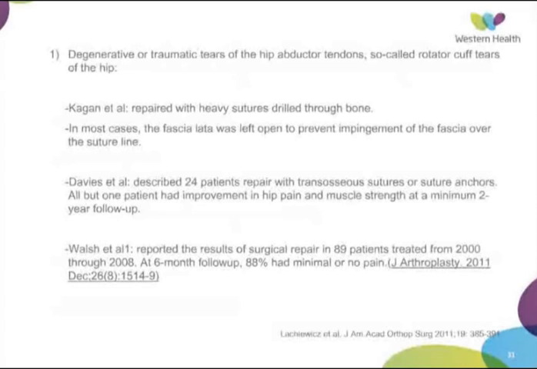There was also another study, an Australian study that was done in New South Wales, in St George Hospital. They had 89 patients that were treated between 2000 and 2008. They used transosseous sutures using 5-Ethibond, and they closed the fascia in those ones. At 6 months follow-up, 88% of the patients had minimal or no pain.